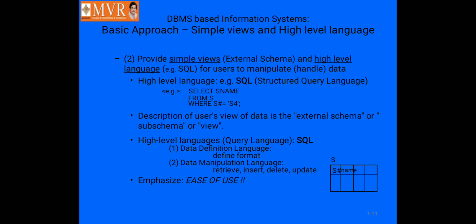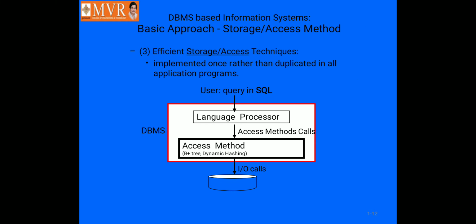In a high-level language, we already use two types. One is the DDL, another is the DML. DDL means data definition language and DML means data manipulation language. And efficient storage access techniques, implemented once rather than duplicated in all application programs.